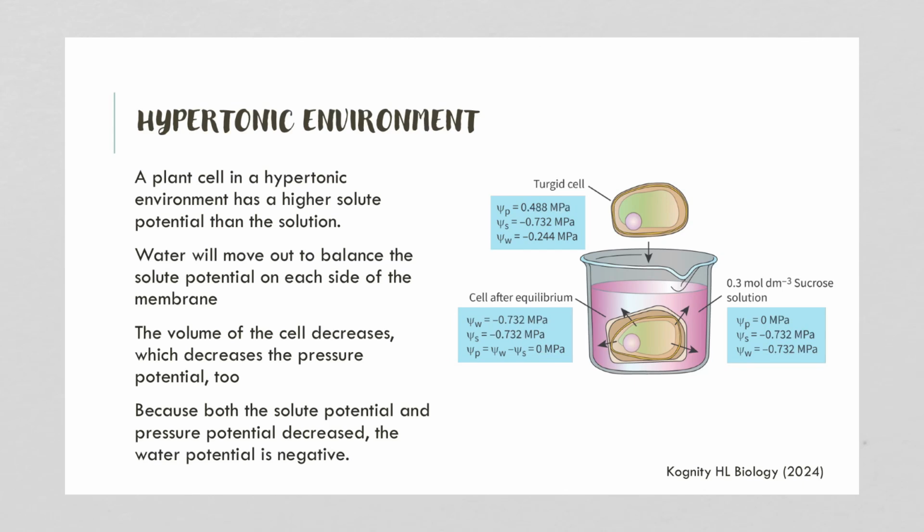So let's look at the example for a hypertonic environment. So that's when the solute concentration is higher outside the cell. So a plant cell in the hypertonic environment has a higher solute potential than the solution. So water will move out to balance the solute potential on each side of the membrane, which means that the volume of the cell will decrease, which will decrease the pressure potential too. And because both of those have decreased, the water potential becomes negative, as you can see in the final.